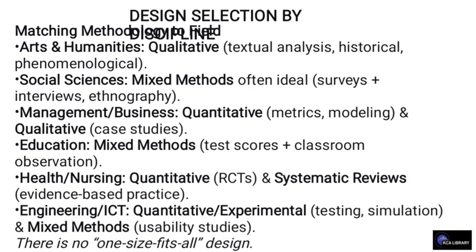In management sciences or business, quantitative is best, using metrics, modeling, and quantitative case studies. In education, mixed method is also better, that is test scores plus classroom observations. For engineering or ICT, quantitative or experimental is best, that is testing, simulation, and mixed methods, usability studies. There is no one size fits all design.